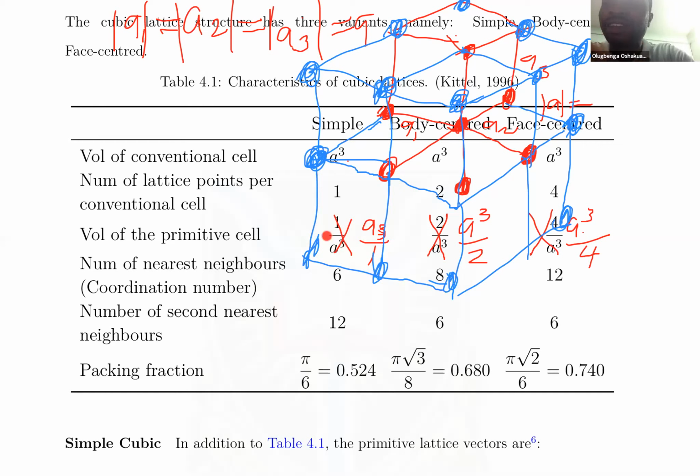So that is one. But the major point that made me know that I made a mistake here is this: the volume of the cell is a cube, and there is one lattice point, or one primitive cell, in that conventional cube. Then a cube divided by 1 should give us the volume of the primitive cell. The same thing applies here. The volume is a cube. There are 2 lattice points per that cell. Then the volume of the primitive cell should be a cube divided by 2. Exactly. Okay, sir, it's clear. Okay, thank you.